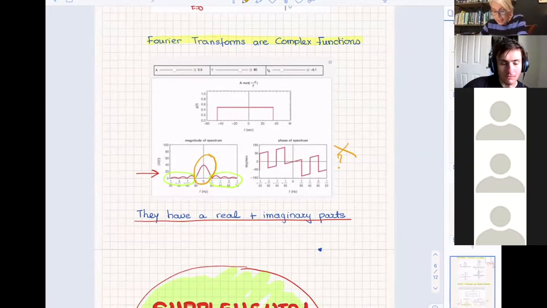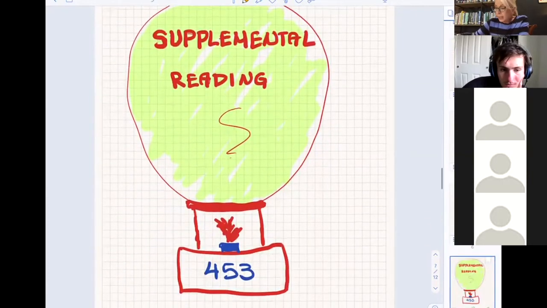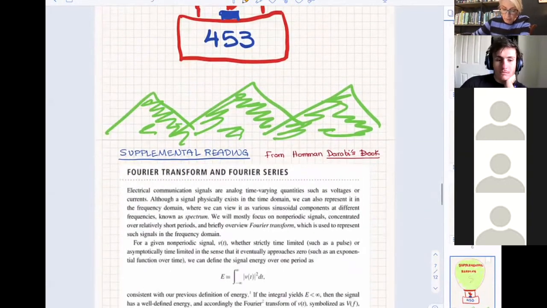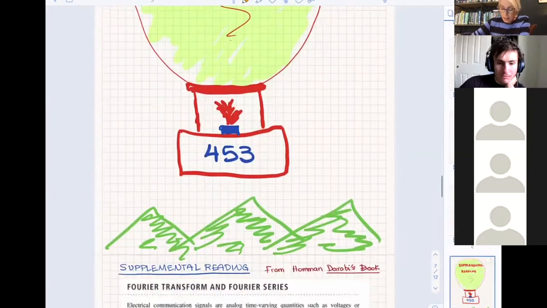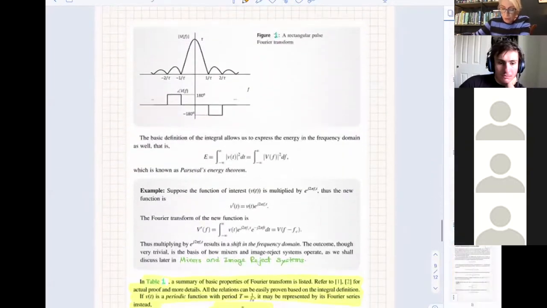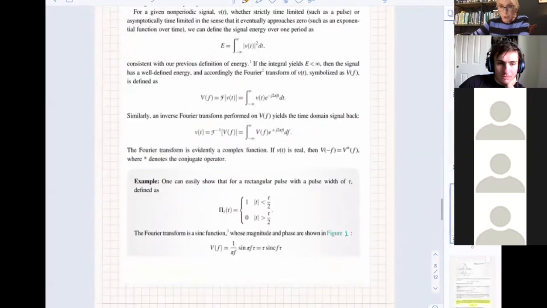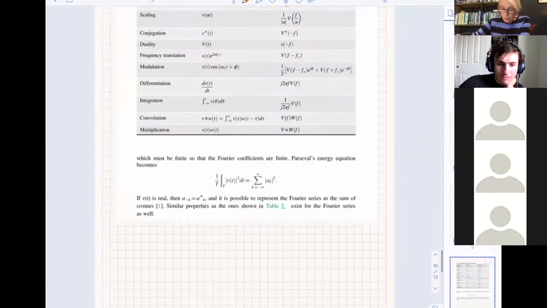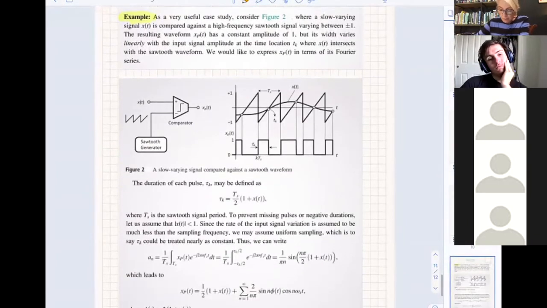In any case, as we are coming now to the end of this class, I have supplemental reading for you. When you have time, I want you to read this. I also got the book. This is from Razavi's book, this copy, this part, and it is exactly what I told you. And they give you a simple example.